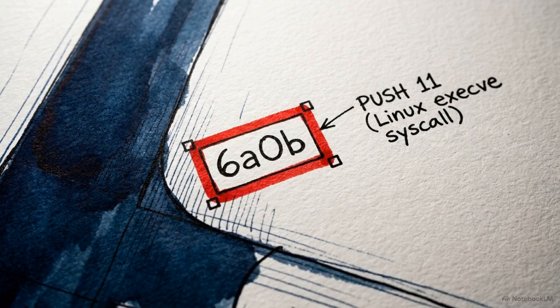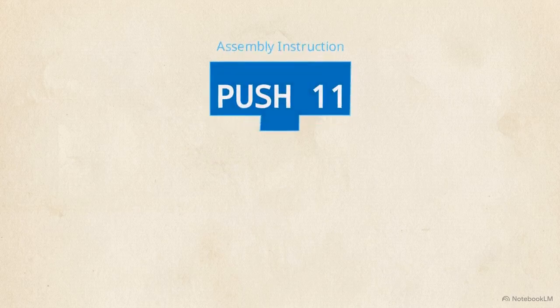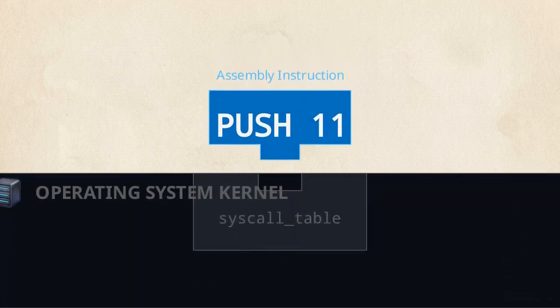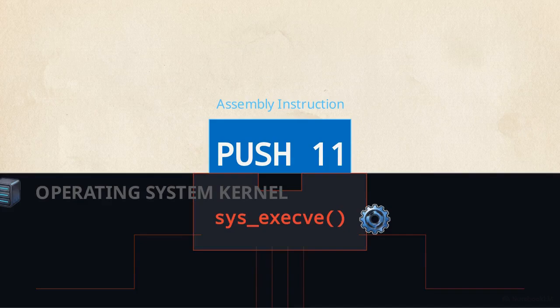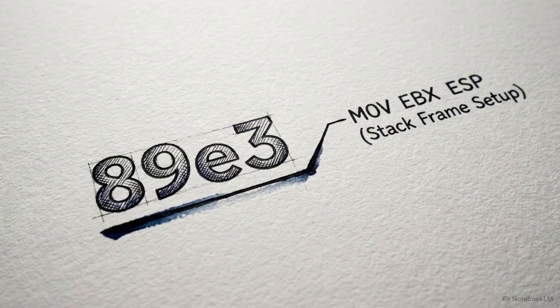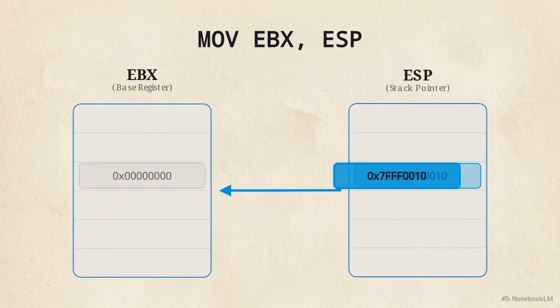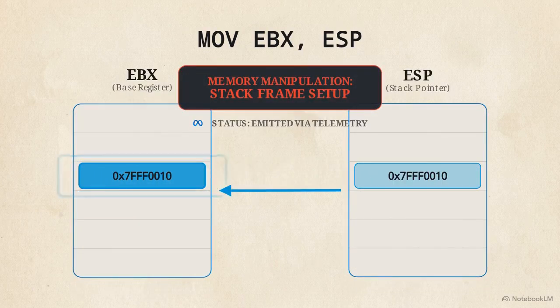One specific signature triggered the system alarms, the hexadecimal string 6A0B. This maps to the assembly instruction push 11, a command used to prepare an operating system for code execution. The logs also captured the string 89E3. This represents the instruction MOV EBX, ESP, a classic register setup used exclusively for memory manipulation and function calls.